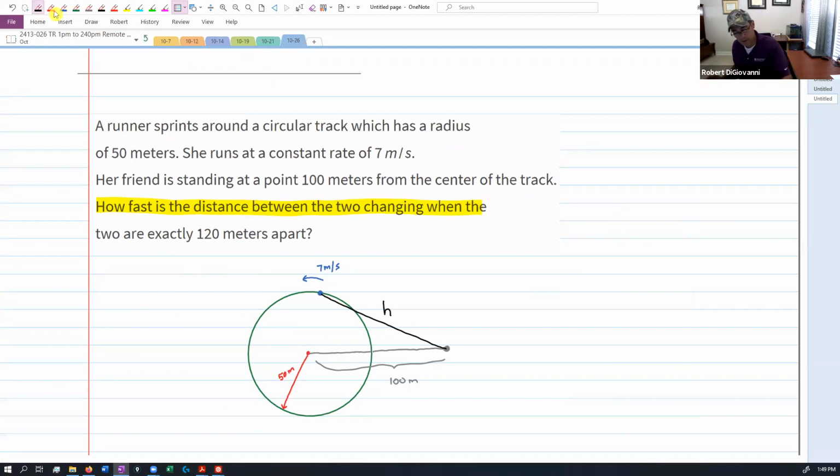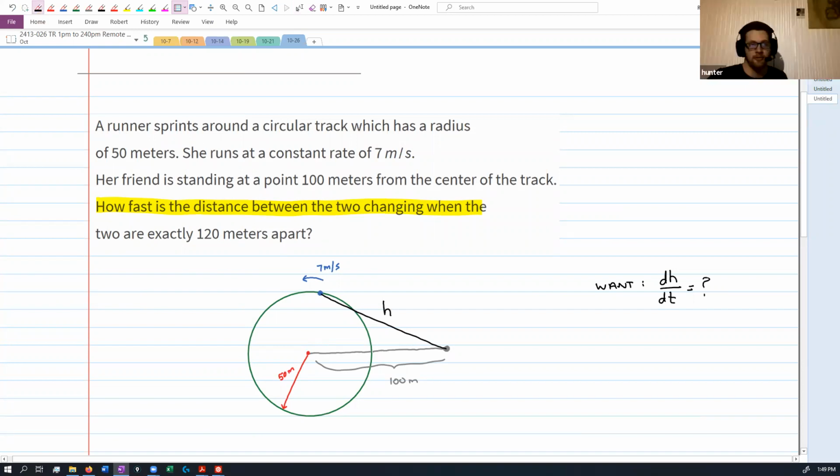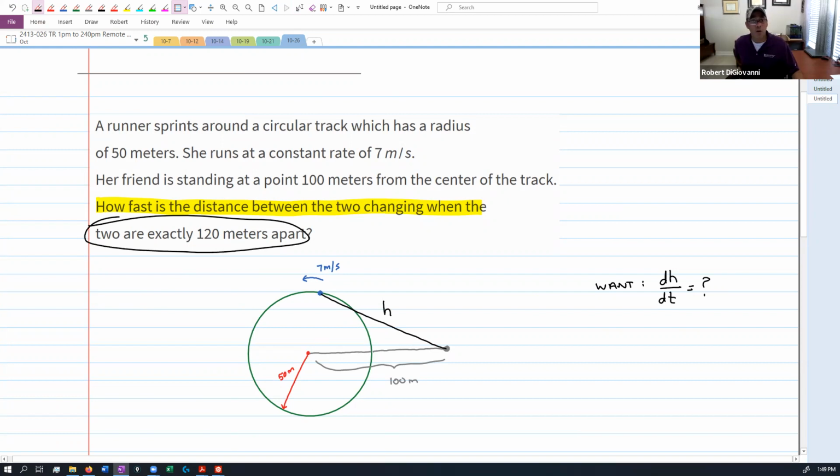So what do I want? I want to know how fast the distance between them is changing, right? I want dH/dt. Is there a specific moment in time when I want that? When H is equal to 120. Yeah, when they're exactly 120 meters apart. Hey, wait a minute, hold on a second. Is it possible for her to even be 120 meters away?